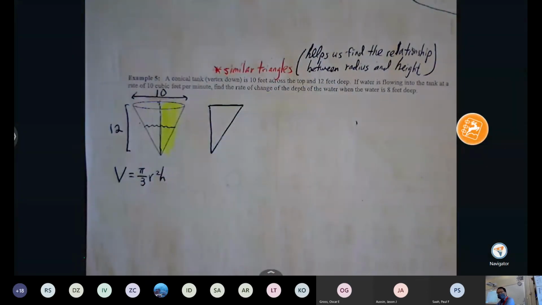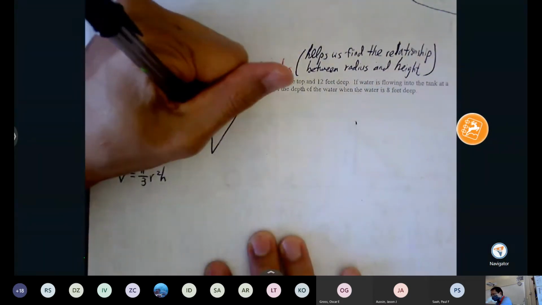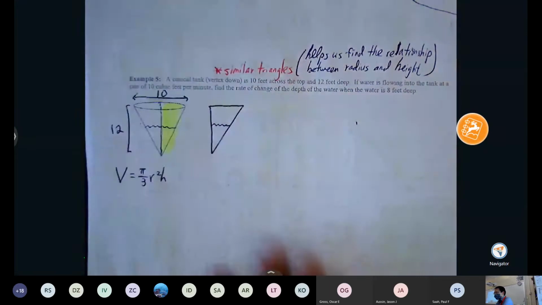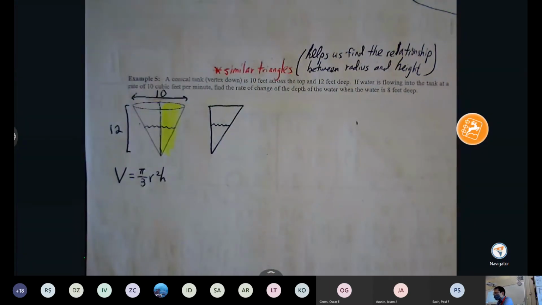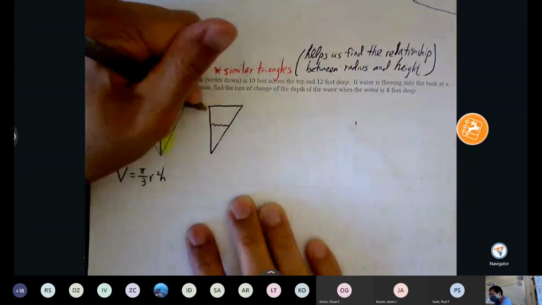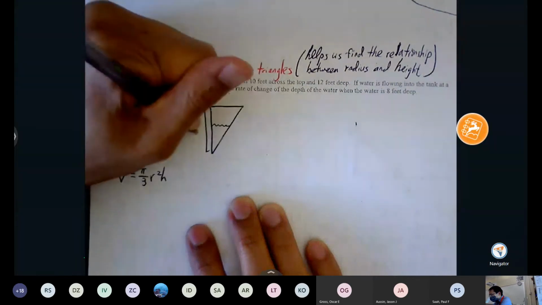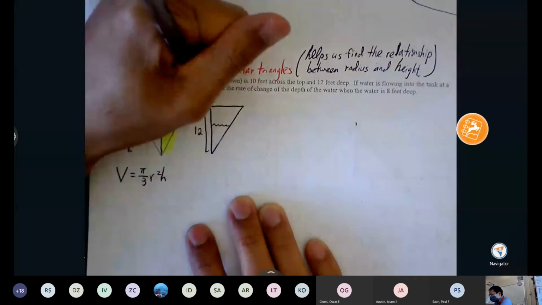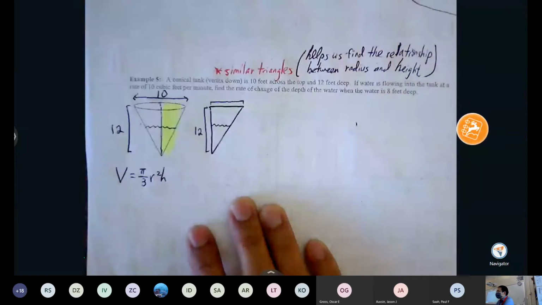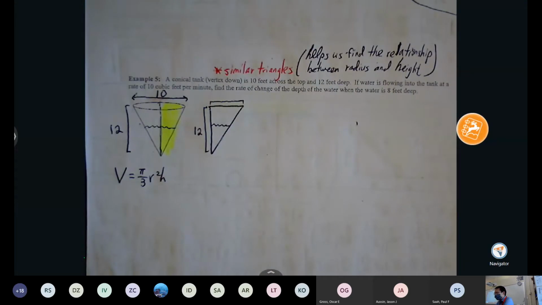So we have a right triangle created from the dimension of my tank, but then there's also a triangle created by the water level, the shape that's created of the water inside the tank. So let's talk about the dimension of this tank here, right? The height is still going to be 12, but now this is going to be what? That's the radius, right? So radius is going to be 5.